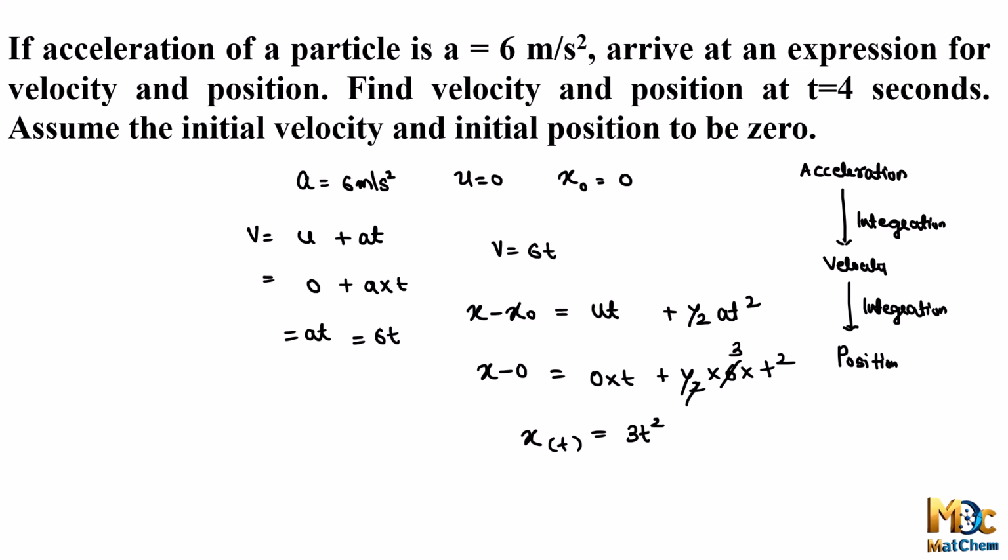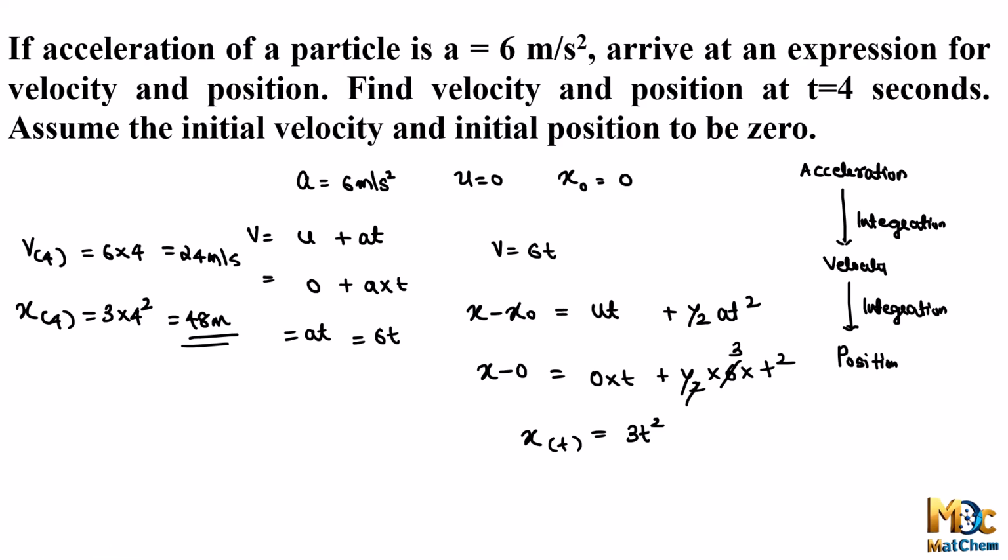So the position of the particle at time t is equal to 3t square. So velocity is equal to 6t. Position of the particle is equal to 3t square. We need to find out the velocity of the particle at 4 seconds. That means v of 4 is equal to 6 into 4, that is equal to 24 meter per second. Then x of 4, the position of the particle at 4 seconds, is equal to 3 into 4 square. So 3 into 16 is equal to 48 meter.